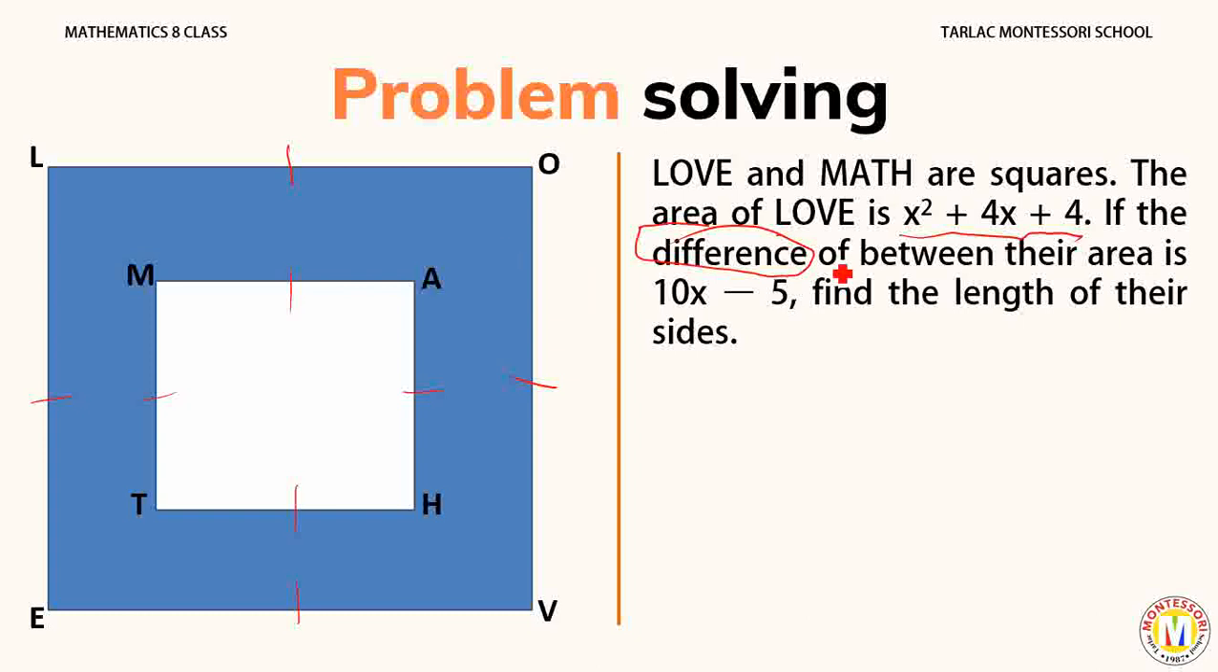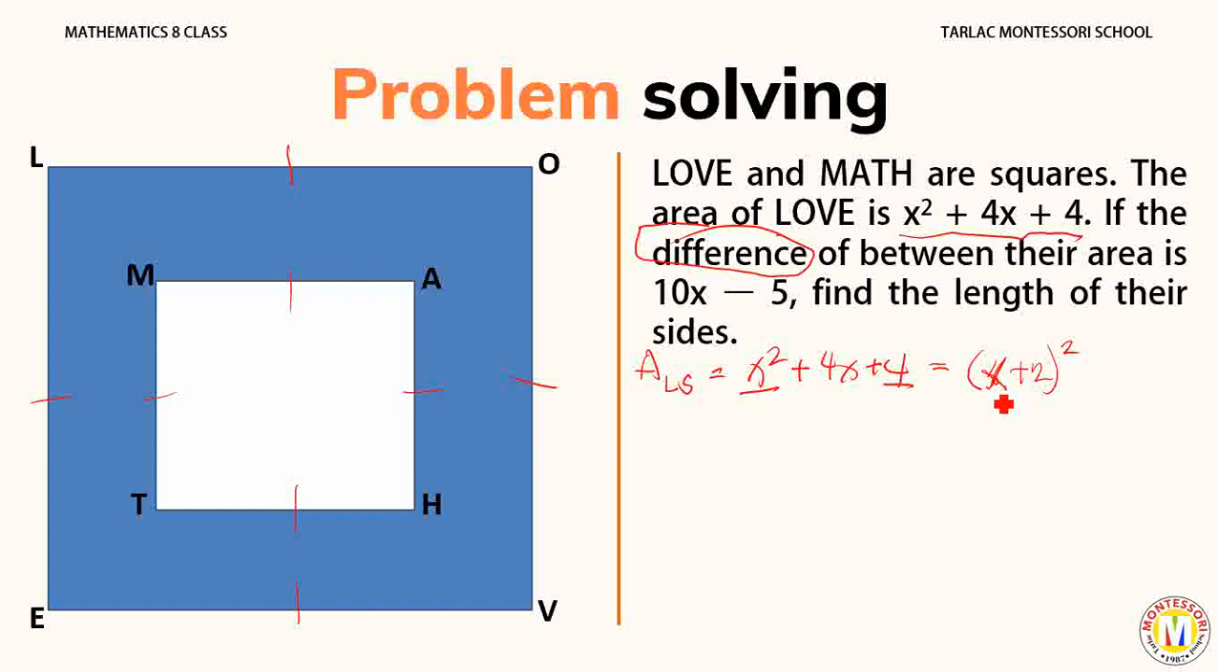We can factor this one out. The area of the larger square is equal to x squared plus 4x plus 4. And you can observe here, this is a perfect square trinomial. That means if we try to factor, this will be equal to x plus 2 squared.